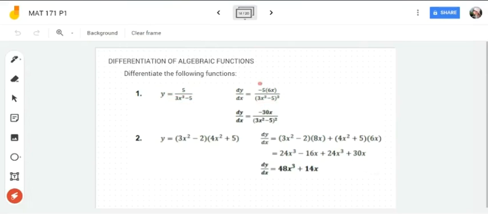Okay, so simplifying this, 5 times 6 is equal to negative 30. So that is negative 30x over 3x squared minus 5 squared. So this is the derivative of your function.